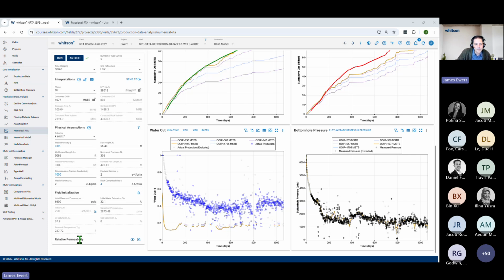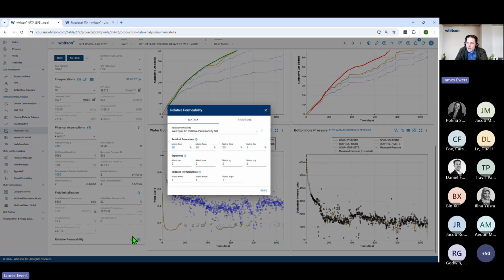So rel perm is here. I'm going to click on this box opener here. And when I open it, I am faced with relative permeability information, which is fantastic. Now, there's matrix rel perm and there's fracture rel perm. We're going to stick with the matrix for now. Fracture really modifies how those early time fluids act. I'm not as interested in that. I want to know how the reservoir overall is acting.